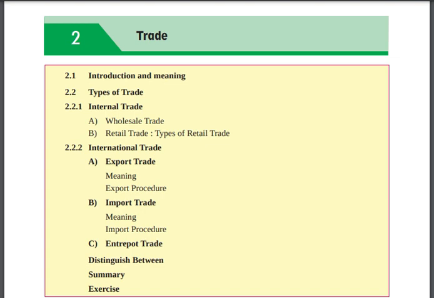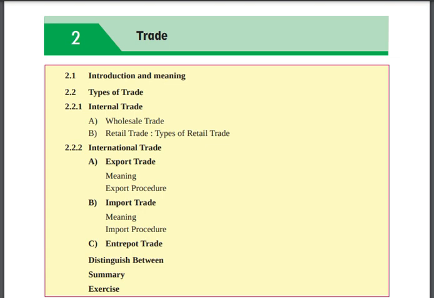So we will try and understand in depth what exactly trade is, and what the types of trade are. We will try and understand internal and international trade, and we will try to understand the distinction between them. We will understand what trade is and what their types are.